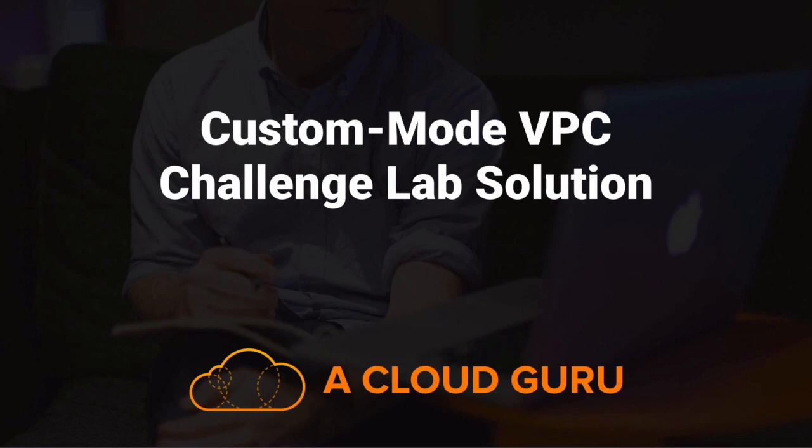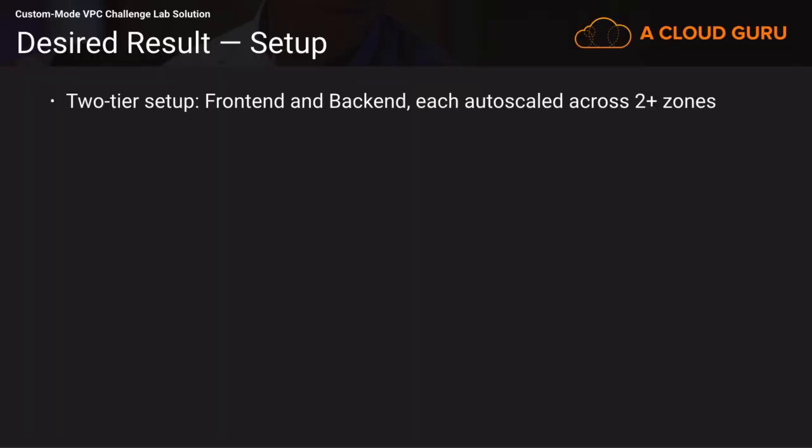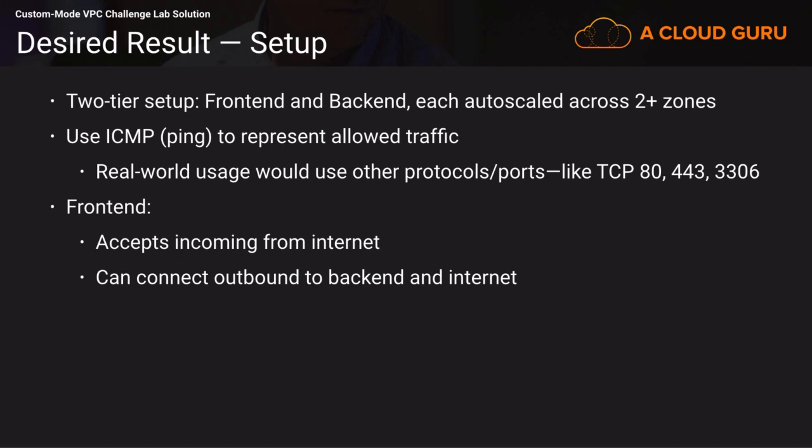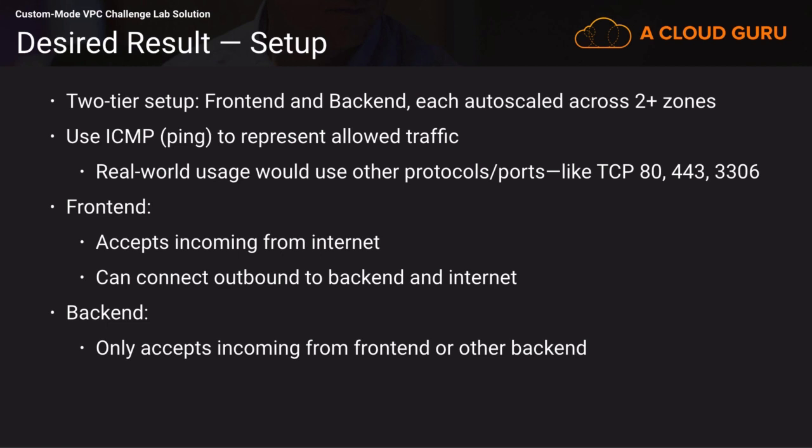Alright, let's quickly recap what we want to accomplish in this lab. We want a two-tier setup, front-end and back-end. We're going to use ping to represent the traffic, even though in the real world we would use different protocols and ports. We want the front end to accept incoming requests from the internet and be able to connect outbound to both the back end and the internet, but the back end should only accept its incoming requests from the front end or from other back end instances, and it shouldn't be able to make connections outbound.